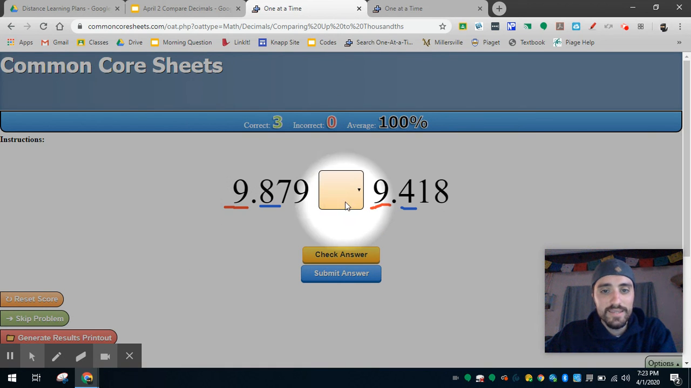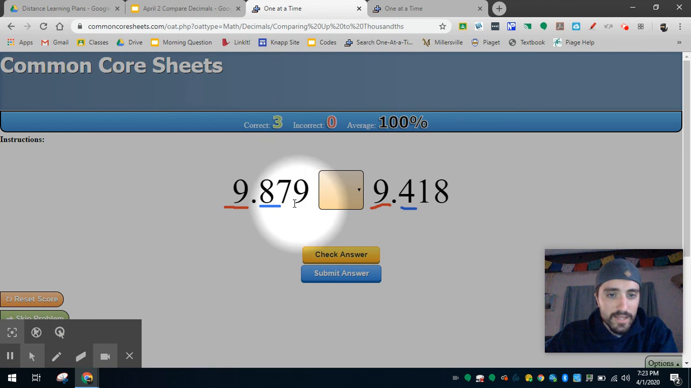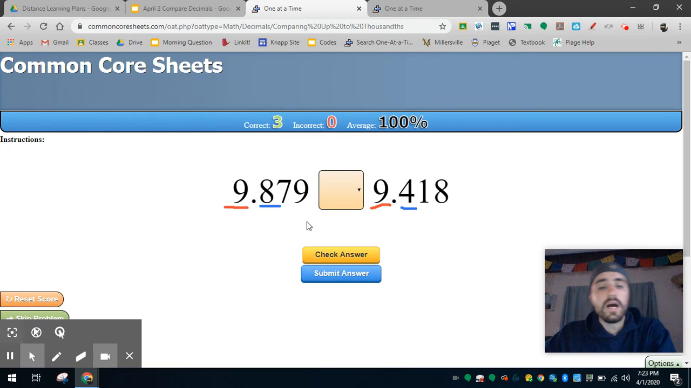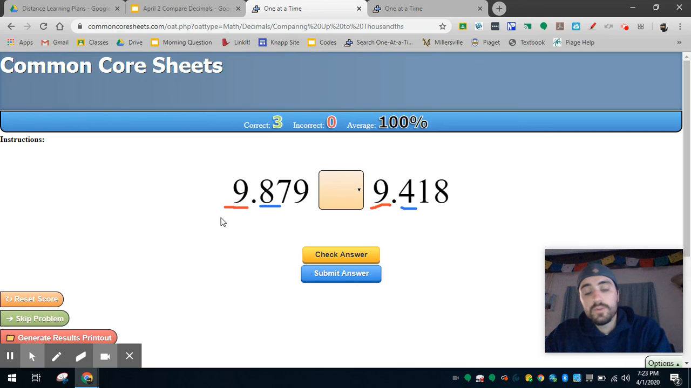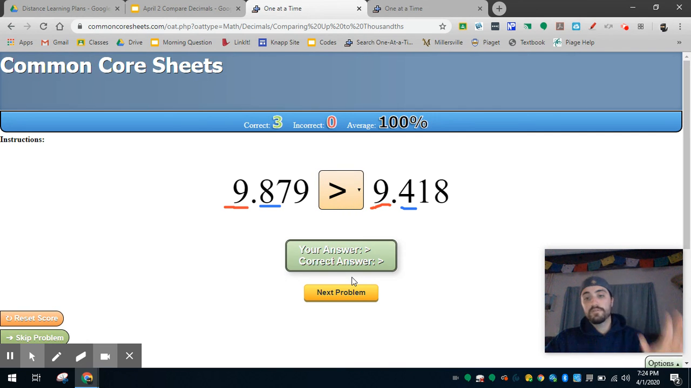8 tenths is bigger than 4 tenths. So I don't have to go any farther. We don't have to go any farther here because this guy has more tenths. So we're going to say that that guy is greater than and submit our answer. You might have to go further into the hundredths and the thousandths.